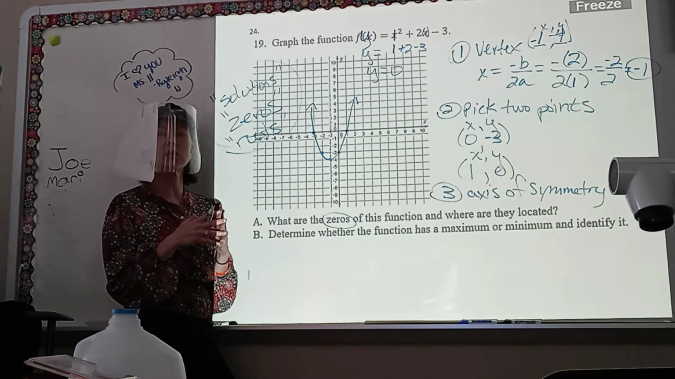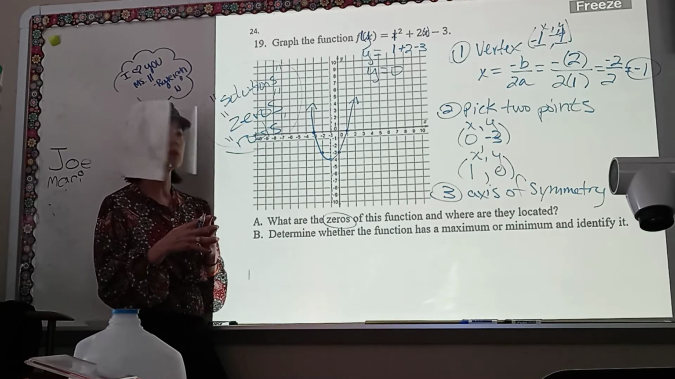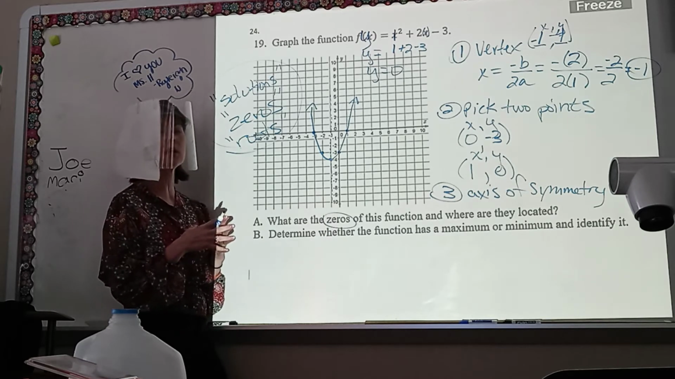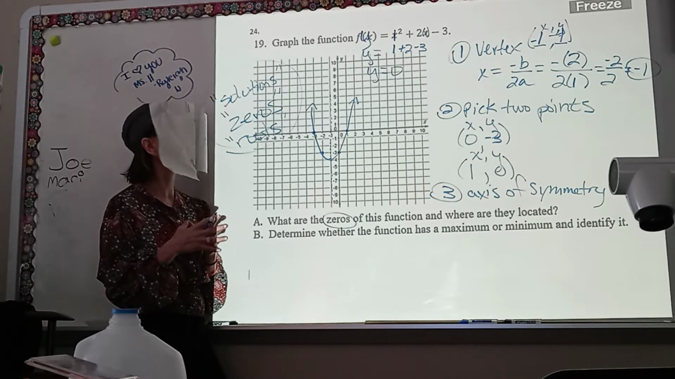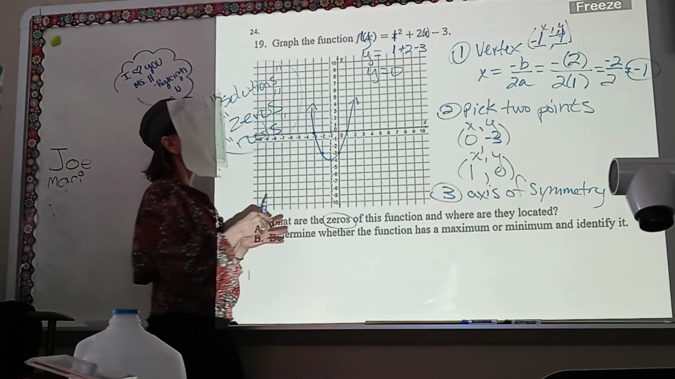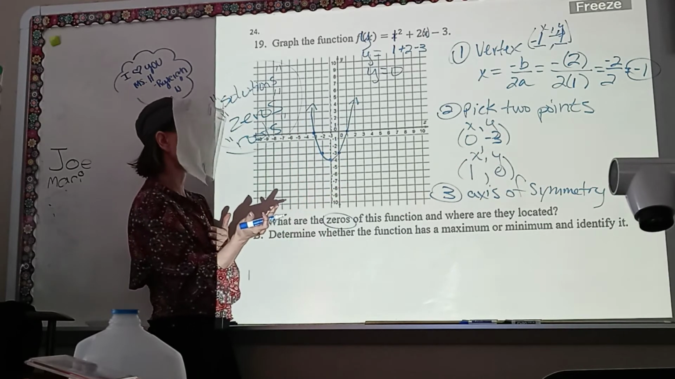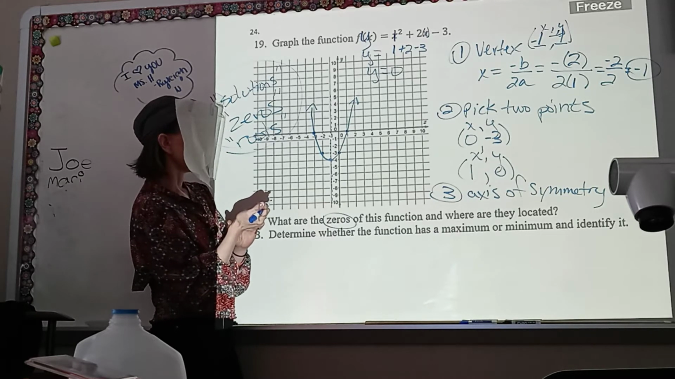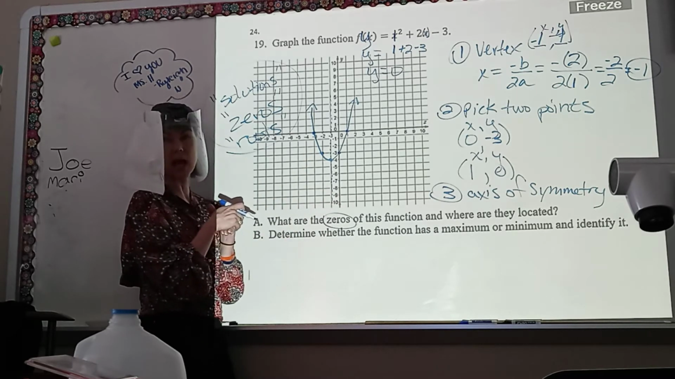So on the algebra EOC, they could either ask you, what are the solutions of this parabola? What are the zeros of this parabola? And what are the roots of this parabola? Meaning they all mean the same thing. How many solutions does this parabola have? Well, it crosses over the x-axis at 2 points, so there are 2 solutions, okay? And then it says, where are they located? They are located on the x-axis.